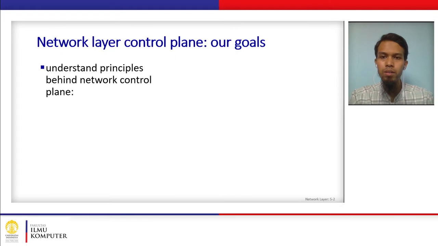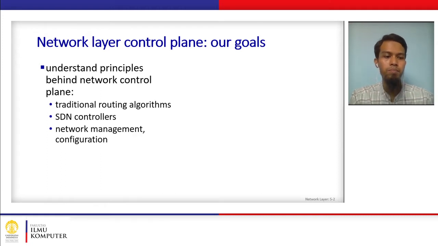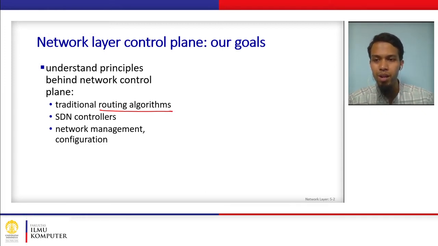Okay, so these are our goals in this chapter. First, we'll try to understand the principles behind the network layer control plane. The highlight of this chapter is the routing algorithm. Most of the content in this chapter will be about routing algorithms. And then when we have time, we'll talk about SDN controllers and how they are implemented. And again, if we have more time, we'll talk about network management and configuration. Okay, so this is really like a bonus.